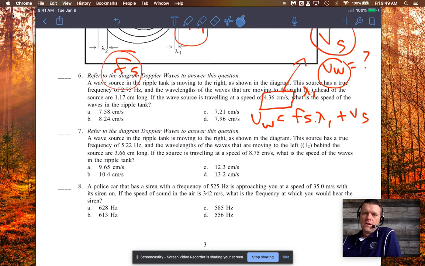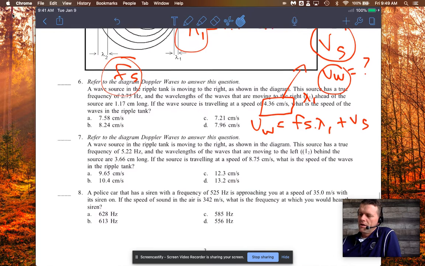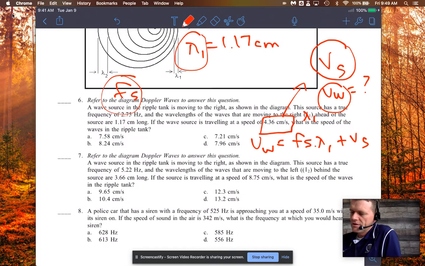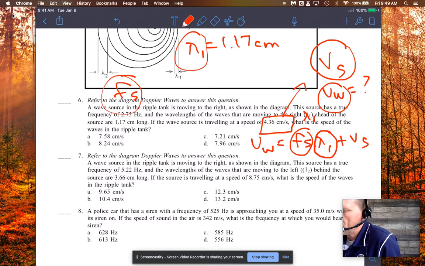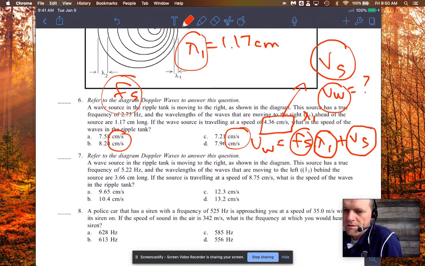Okay, and if we actually did that, so we plug in Fs as 2.75. By the way, the wavelength is in centimeters. You can leave it in centimeters, and you can leave the speed of the source in centimeters, because look at your answers are all in centimeters per second. Okay, so there's no need to change it to meters. Just so if you catch that, I know I've been hammering changing to meters all the time. This is an exception. So, if you do that math, you should get, let me double check here. Yeah, 7.58 centimeters per second would be the speed of the waves in the ripple tank.